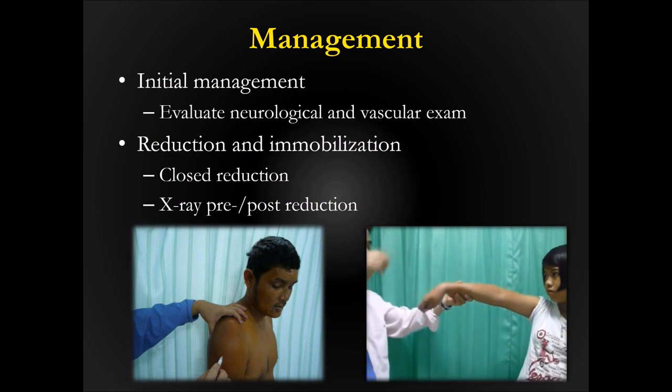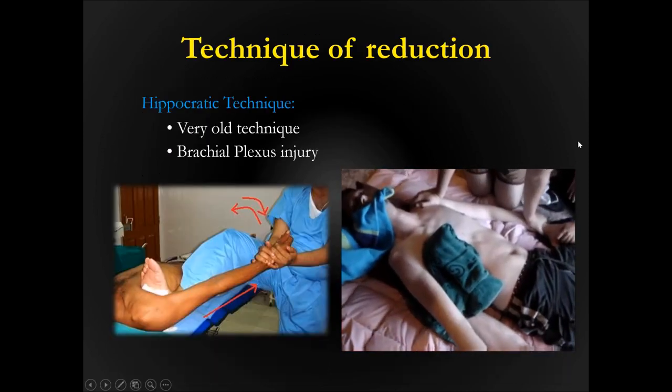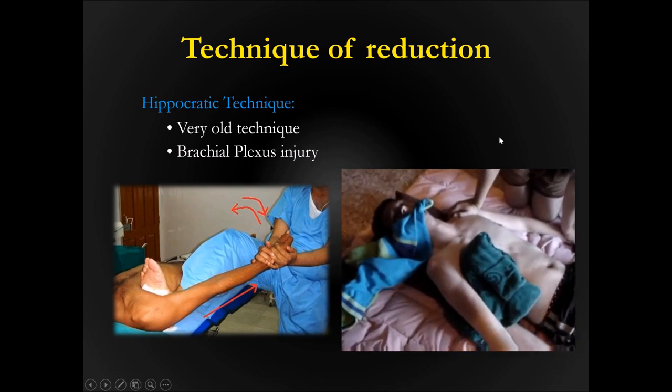That means multiple nerves, a brachial plexus injury. Sometimes it's not just the axillary nerve. If the injury is more severe, you can have brachial plexus injury also. So before you reduce the shoulder or the hip, every time you need to check the nerve, and record. Very important. There are so many ways to reduce the shoulder.